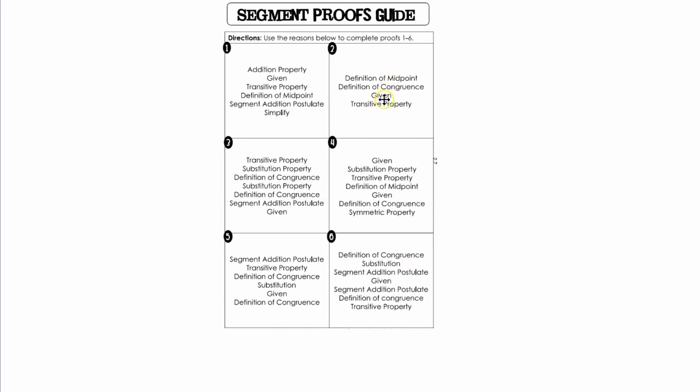Nope, there's our given. Let's find one that matches here. Given, that's multiple givens. Oh, here we go. Multiple givens, midpoint, given. Right, so it's giving them to us, and we just have to put them in a proper order.